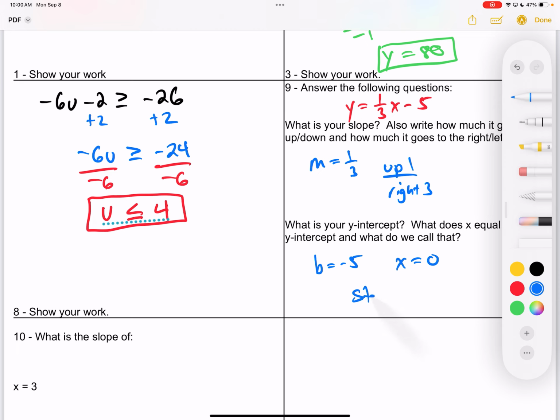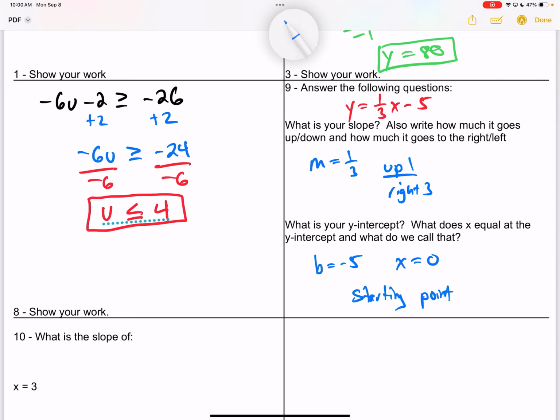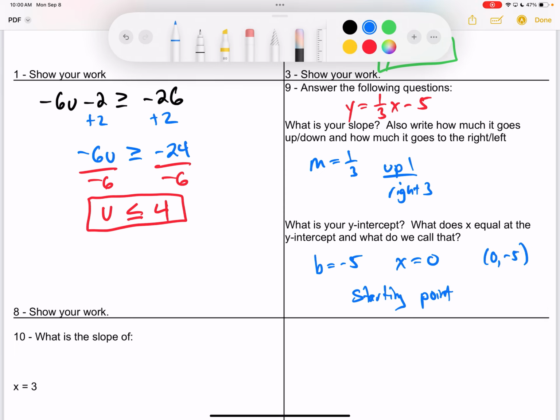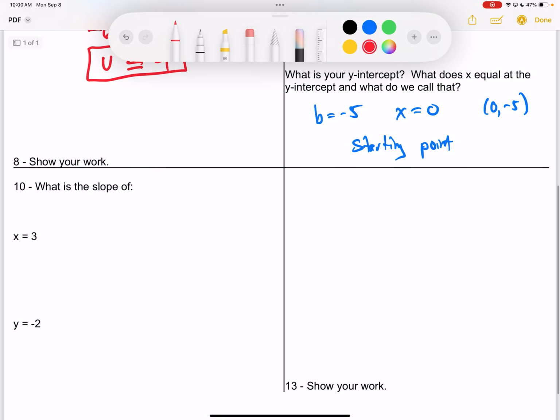We call this the starting point. I'm fine if you write that or this. Like, that tells me that x equals 0 as well. Number 10, all I want to see on number 10 is, for this one, my slope is undefined. And this one, my slope is 0.